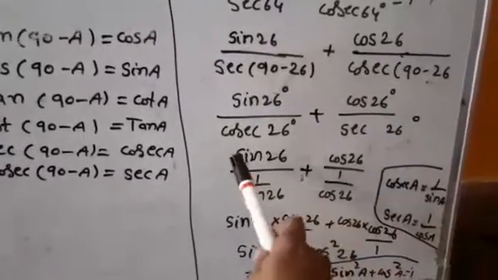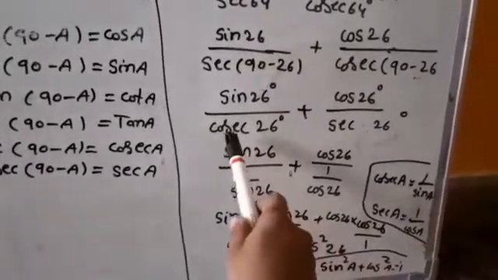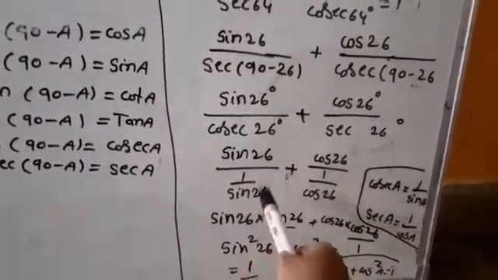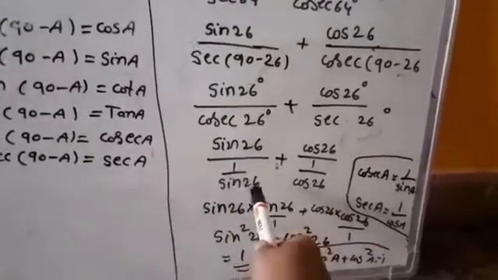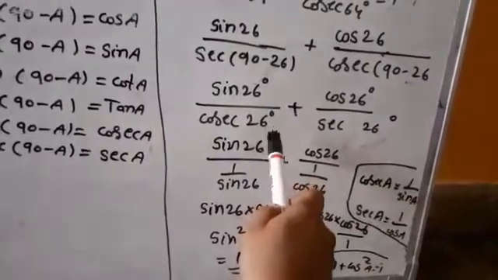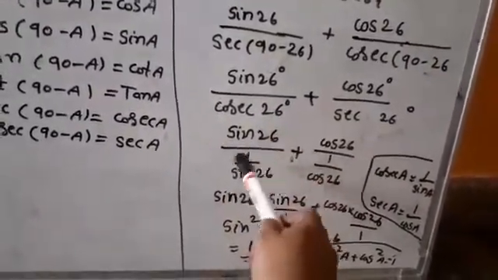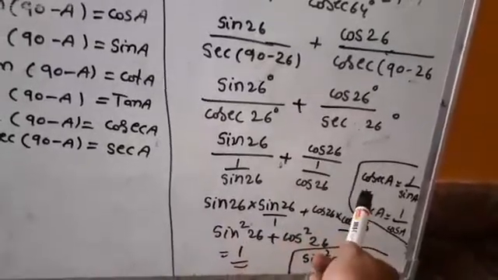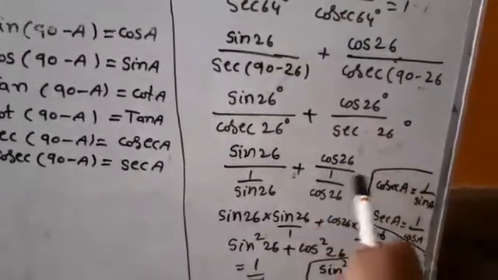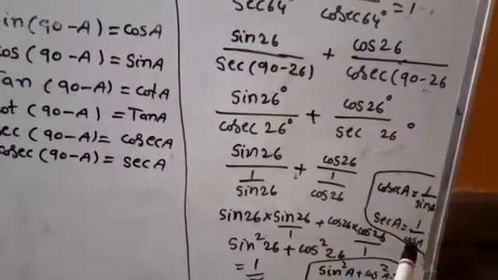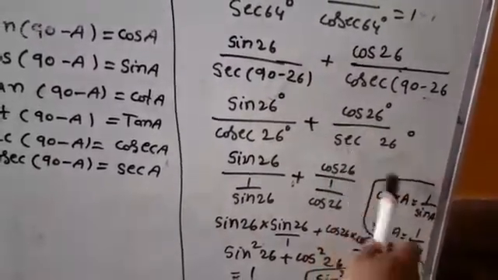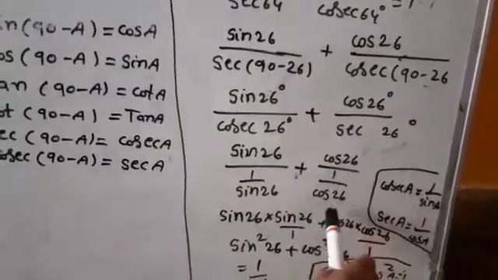Next, sin 26 divided by cosecant 26. Here again we apply the cosecant formula, 1 by sin. So cosecant A has the formula 1 by sin A, so in cosecant 26 we substitute 1 by sin 26. Plus, the same: cos 26 divided by secant 26. The secant formula is 1 by cos A, so we apply 1 by cos 26 in place of secant 26.